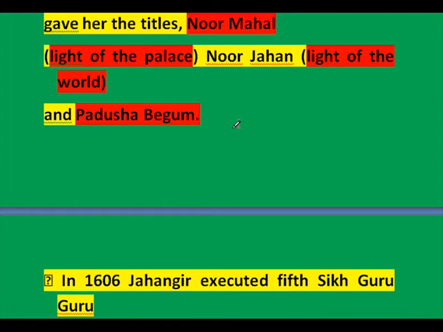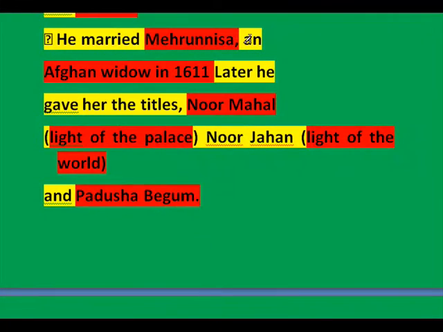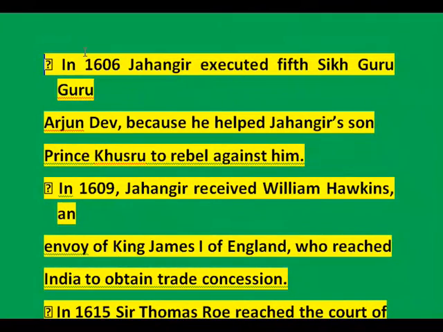And Pudusa Begum. Okay, so please remember he married an Afghan widow whose name is Nur Mahal, whose actual name is Merunisa. Nur Mahal means light of the palace, and Nur Jahan means light of the world, and later Pudusa Begum.